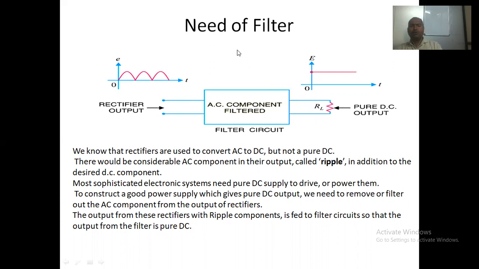Okay, so the need of the filter. We require DC, but whatever output comes from your rectifier is a pulsating DC. So to convert the pulsating DC into pure DC, we need the filter circuit. This is the concept and the need of the filter.